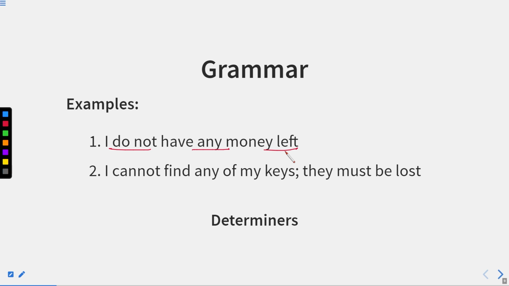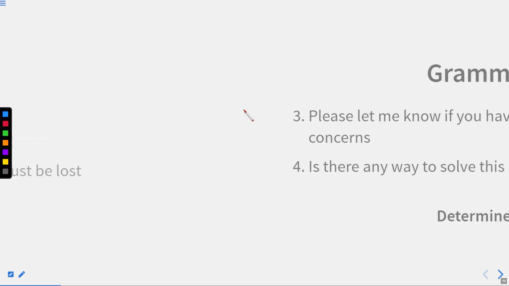I cannot find any of my keys. They must be lost. So, any of my keys, it means this is negative sense. So, in negative sense, we use any, and in positive sense, we use some. Now, let us move further.